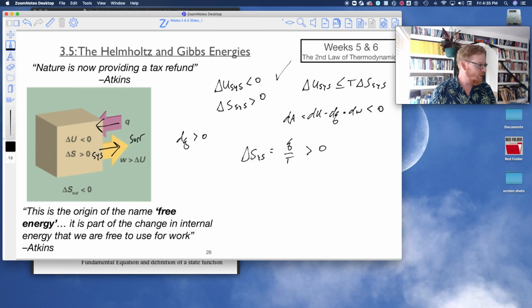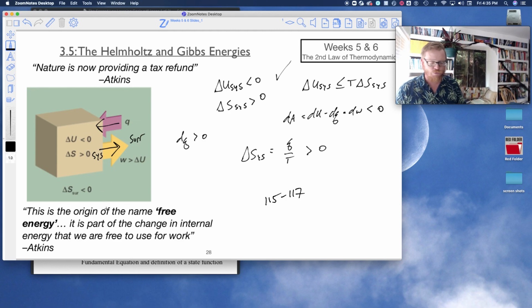So Atkins has some lovely prose on this. If I didn't quite do it for you, if you're still left kind of confused by this, take a look at pages 115 through 117 in Atkins. That's where this picture is, and he has a really nice set of paragraphs describing it.